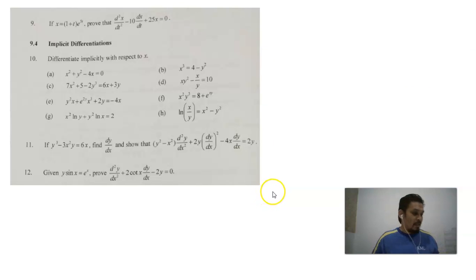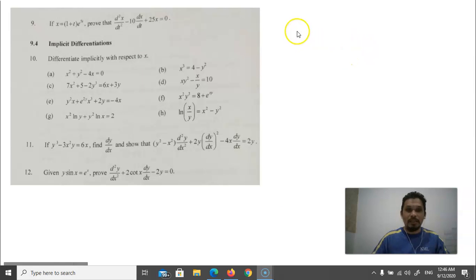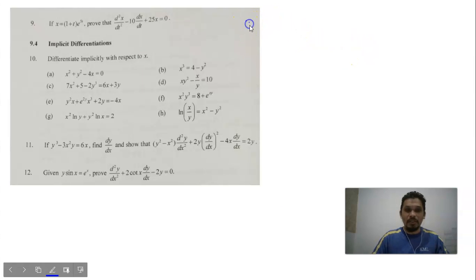Okay, for question number 9, proving the question again, I leave it to all of you to try. And now let's take a look at question number 10.